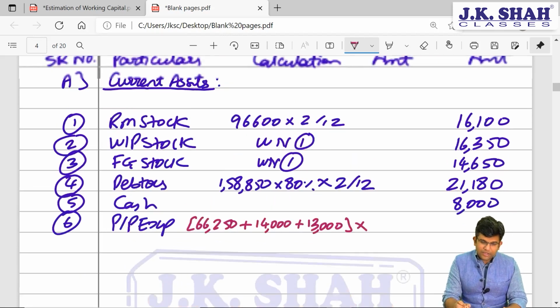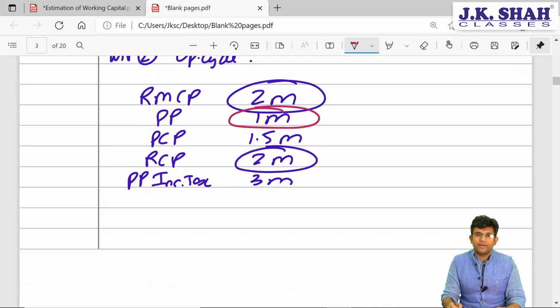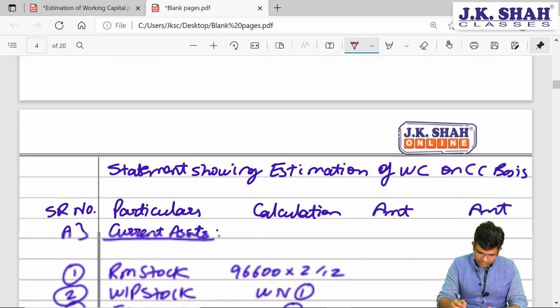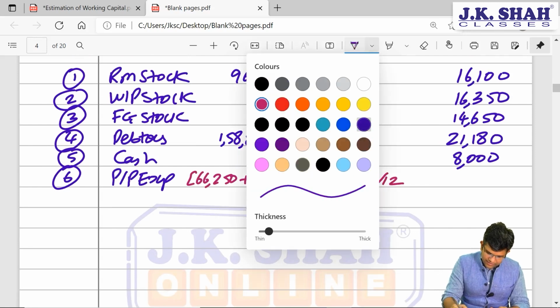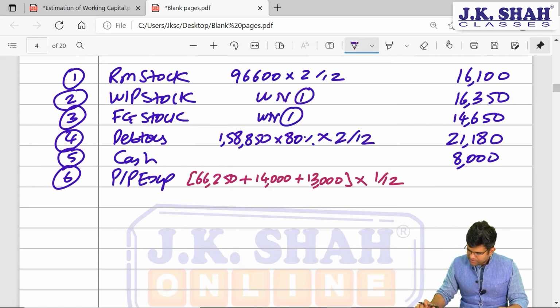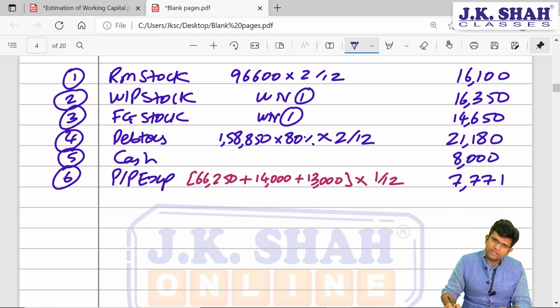And children, do you realize all of them are outstanding for 1 month? Everyone clear? All of them are outstanding for 1 month. So here we will multiply by 1 by 12. So we'll take the calculator and solve this. So this is 66,250 plus 14,000 plus 13,000, okay, divided by 12, and that children will come to 7,771.